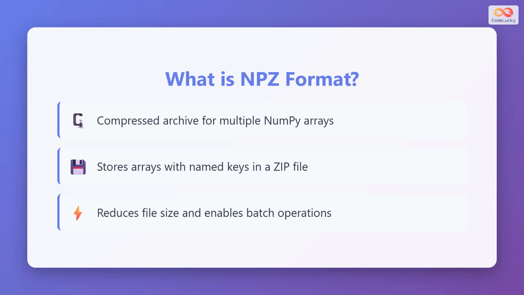The NPZ format is NumPy's solution for storing multiple arrays in a single file. It's essentially a compressed archive that holds multiple NumPy arrays, each identified by a unique key name. Think of it like a zip file specifically designed for NumPy arrays. The format combines the convenience of storing related data together with the benefit of file compression, making it ideal for machine learning datasets, scientific computations, or any scenario where you're working with multiple arrays that belong together.